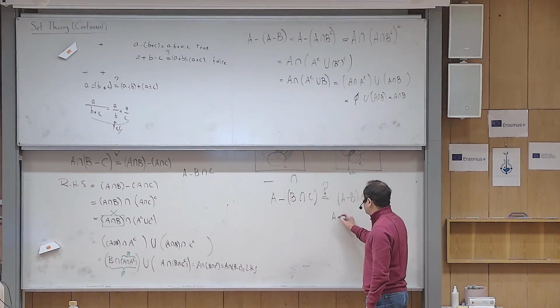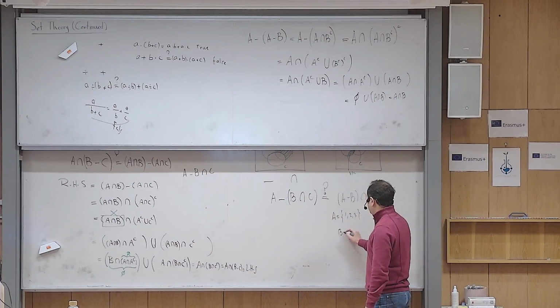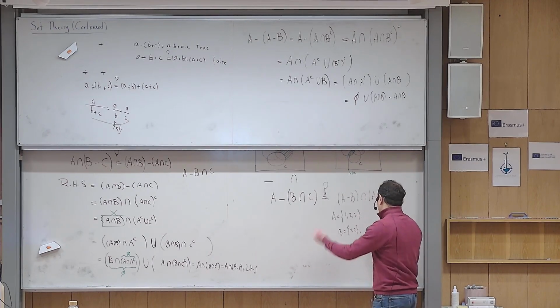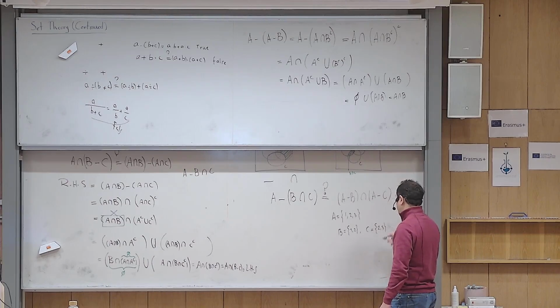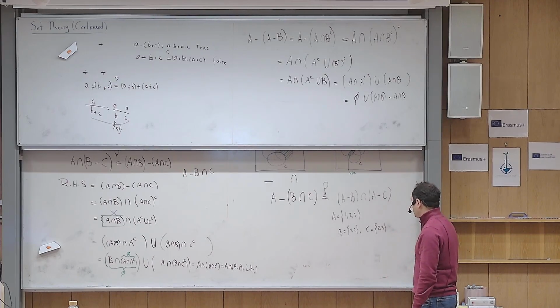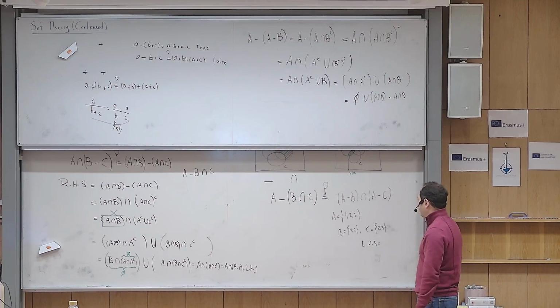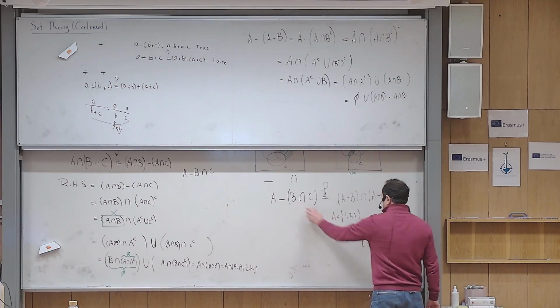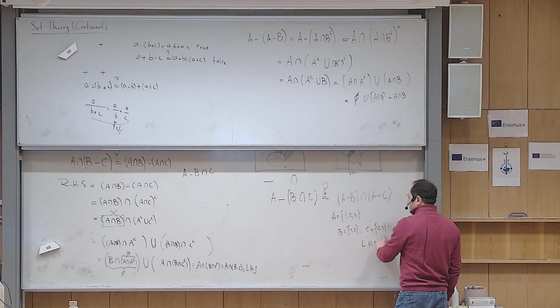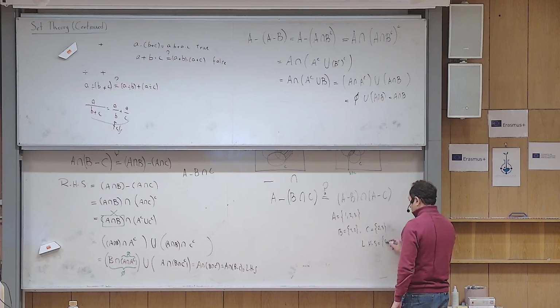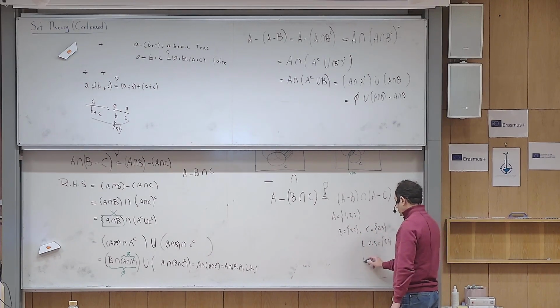Okay, so let me take, I hope that it works. Let me write A as 1, 2, 3, and B as 1 and 2. Let me write C, I don't know, 2 and 3. Hopefully it works. Can you tell me in your head what is the left side? First do the intersection. What is that? 2. And then do the subtraction: 1 and 3. Yes?